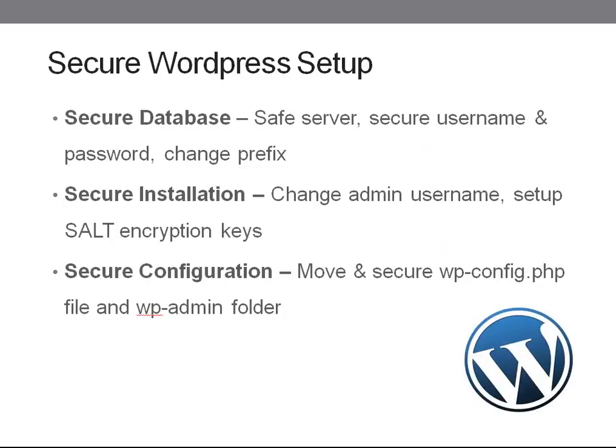So we'll start off installing WordPress, which will be a secure WordPress setup. We'll create a secure database with the appropriate logins and prefix. Secure installation, changing the admin username. We'll set up our salt encryption keys, and then we'll do a secure configuration, which might involve moving the config file and protecting the admin folder.